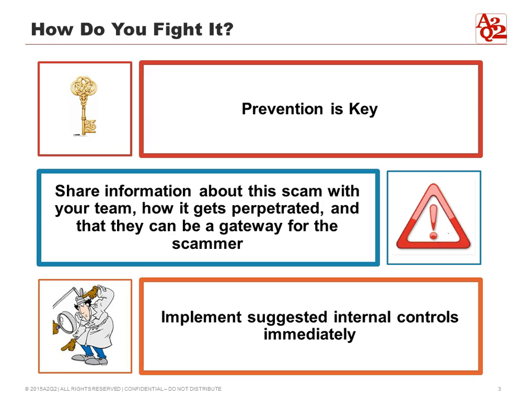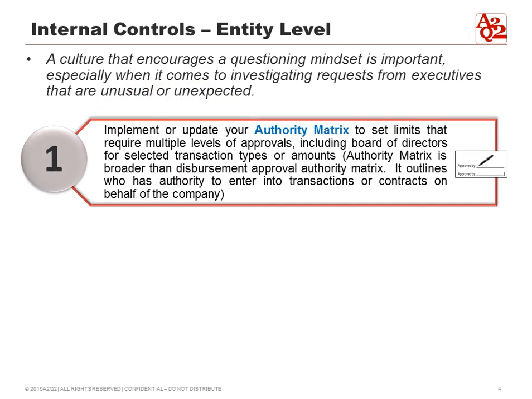So fighting it is about prevention. It's about sharing information about the scam with your team and how it gets perpetrated, so that they know they can be the gateway for the scammers, and implementing suggested internal controls immediately so that we don't fall victim to this. Let's talk about entity-level controls then.